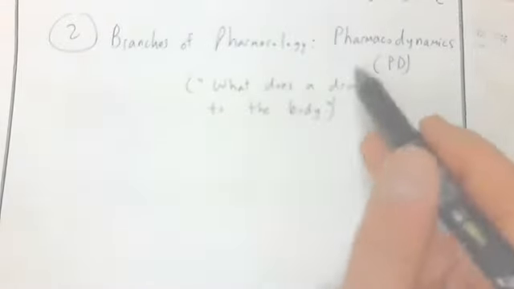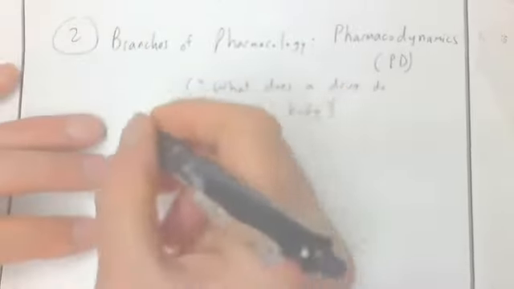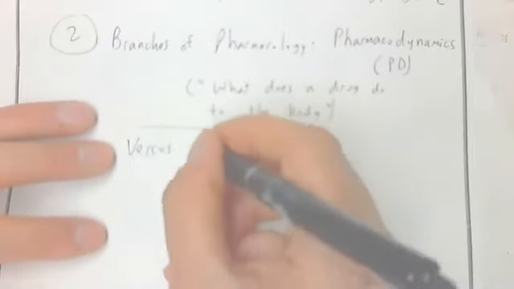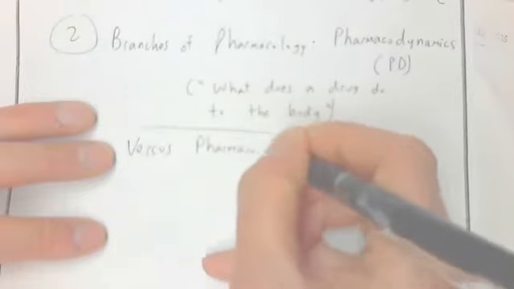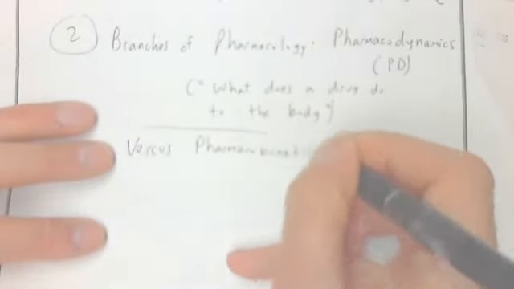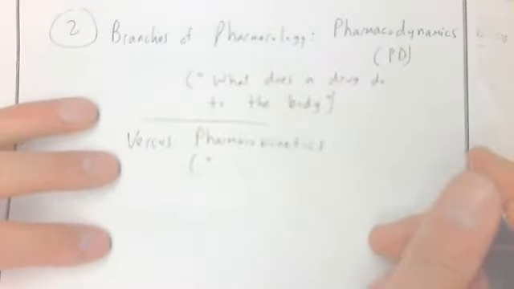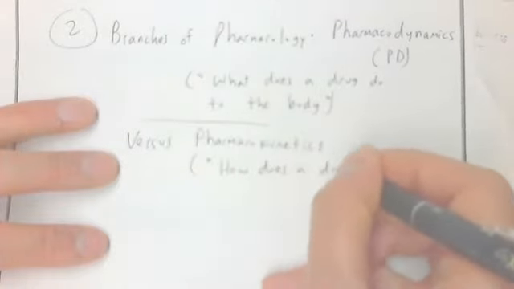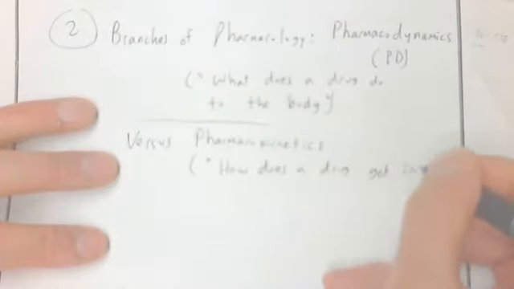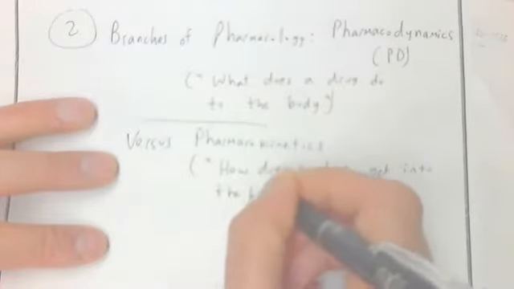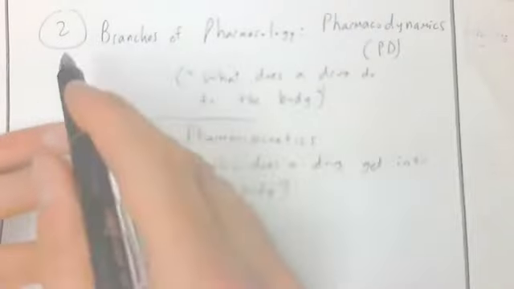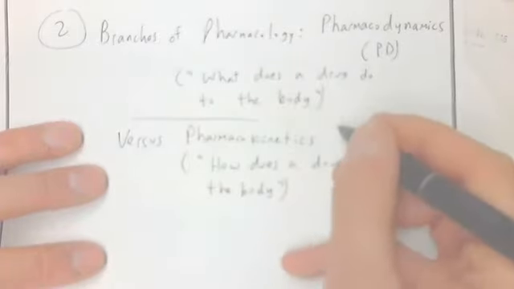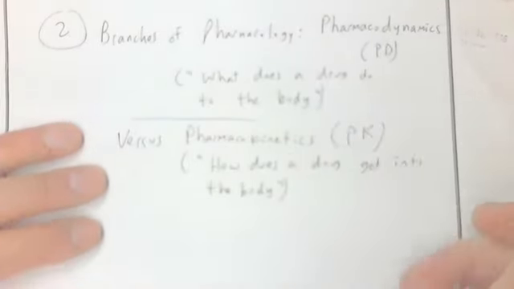Of course, it's closely compared to the concept of pharmacokinetics, which is essentially saying, how does a drug get into the body? And that's going to be the next topic, number 3. So we'll talk about pharmacokinetics in a bit. If this is PD, this must be PK. Okay, so PD and PK.